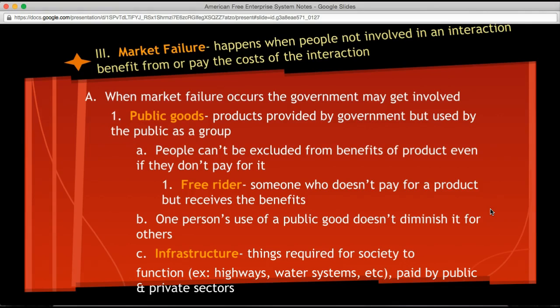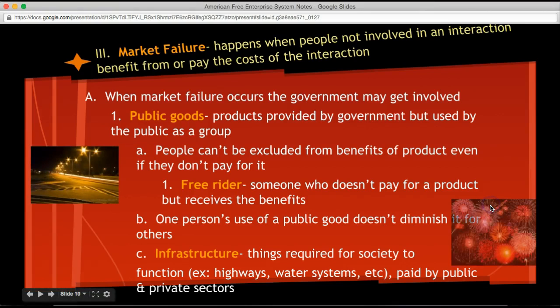So examples of public goods could be street lights, could be fireworks, could be police and fire protection. But once the government puts a public good out there, they can't exclude it from people that don't pay for it. And just because I use it doesn't mean that you can't use it. Okay.